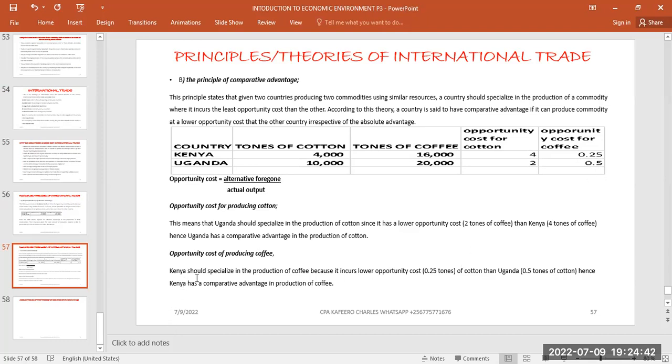Then from here, we get the conclusion and we say for the opportunity cost of producing coffee, Kenya should specialize in production of coffee because it incurs the lowest opportunity cost of 0.25 tons of cotton than Uganda, which foregoes 0.5 tons of cotton. Hence, Kenya has a comparative advantage in the production of coffee than Uganda. Hope you can be able to understand that.